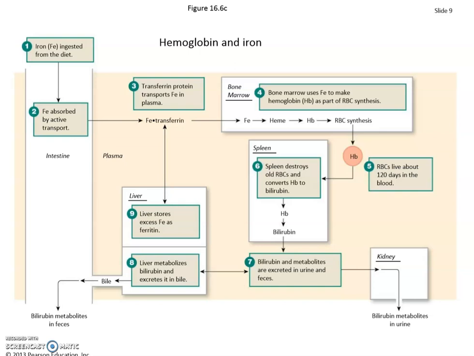The recycling, the way it works, so these red blood cells, they live about 120 days in the blood. And then you want to recycle them, and that's done in the spleen, for example. And it will try to recycle as much as possible the iron.